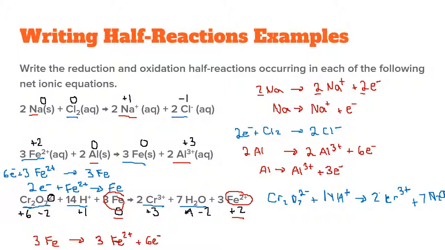Now, in terms of balancing charges, we have 2 negative and 14 positive, so it's +12 on the left side, and 2 times 3 is +6 on the right side. So in order to balance out the charges, we're going to need to place our electrons on the left, and to drop from 12 to 6, we're going to need 6 electrons. And now there's nothing left to balance, so that is our reduction half reaction.